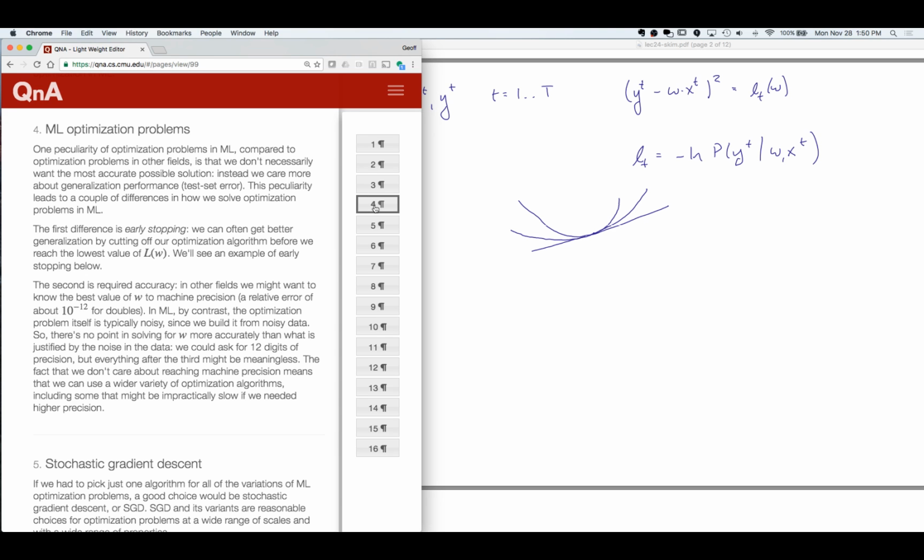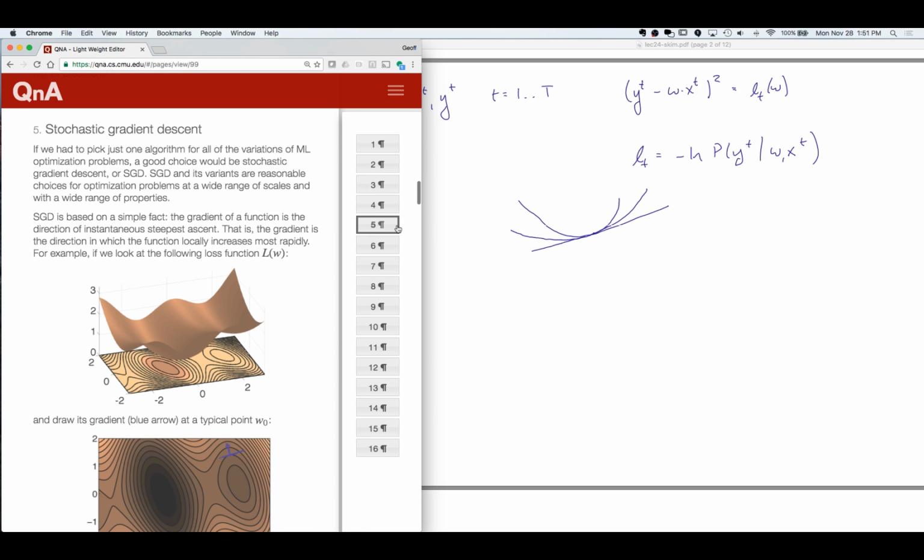And the reason that's important is that it opens up a different set of optimization algorithms. We can use optimization algorithms that don't converge as quickly, especially don't get really high accuracy as quickly, and they'll be good enough for our purposes. All right, so that's enough generalities. Let's get to a specific algorithm.